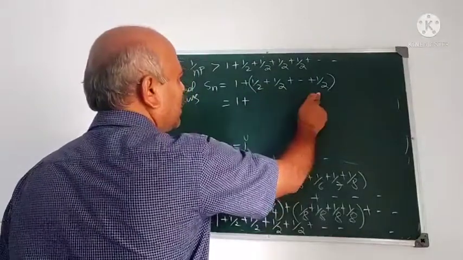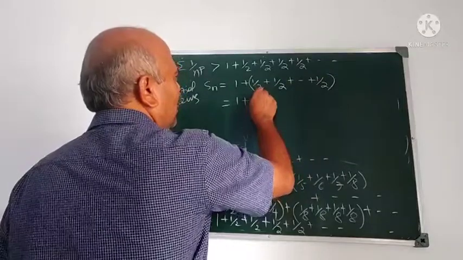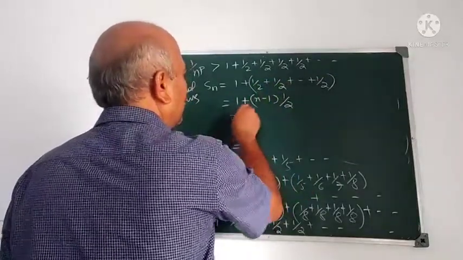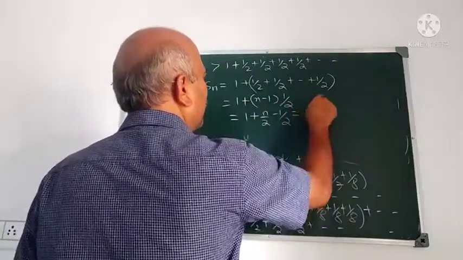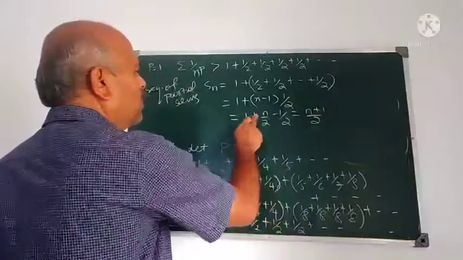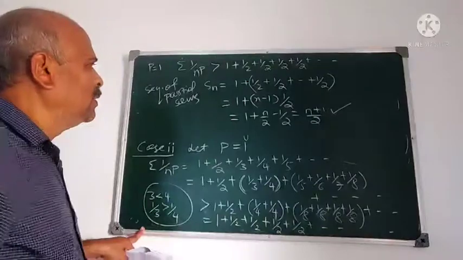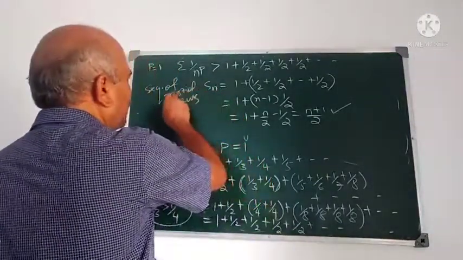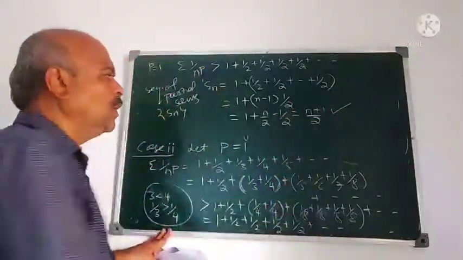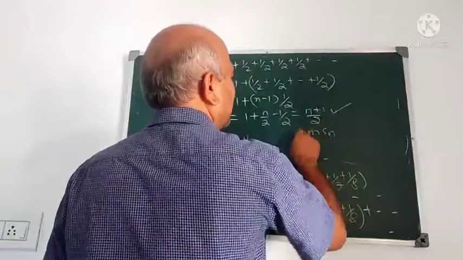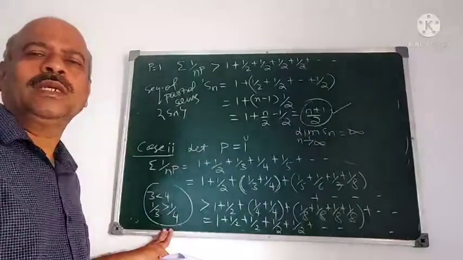How many 1 by 2 are there here? Already 1 is there, and the total number of terms is n, so n minus 1 terms of 1 by 2 are there. Therefore it is 1 plus n by 2 minus 1 by 2. 1 minus half is half, so it is n plus 1 by 2. This is the sequence of partial sums Sn; the nth term is n plus 1 by 2. Now the limit of Sn as n tends to infinity is infinity, because as n tends to infinity, this becomes infinity.